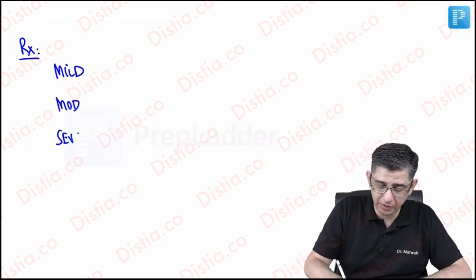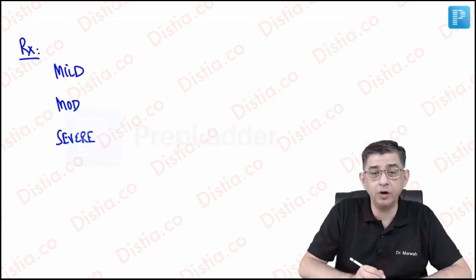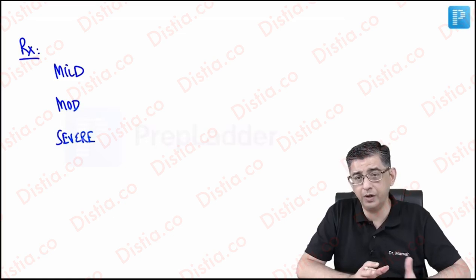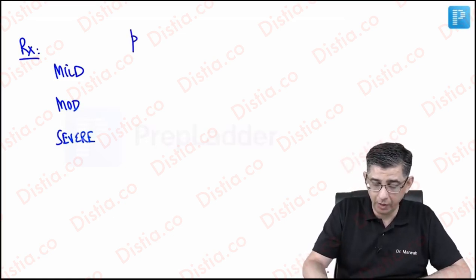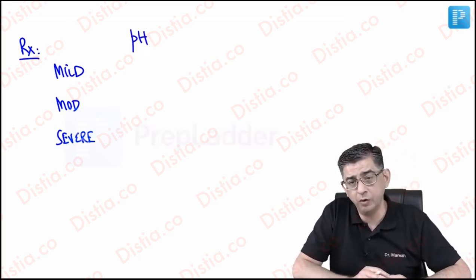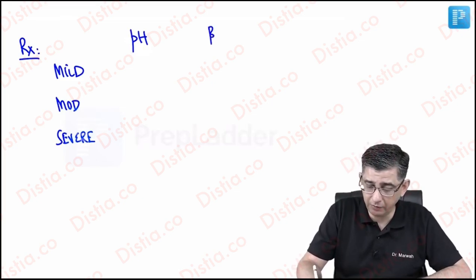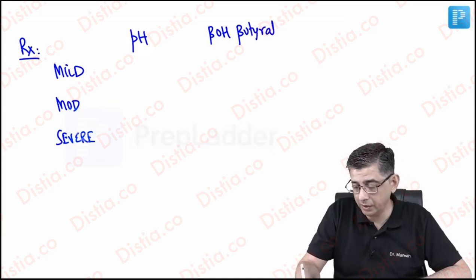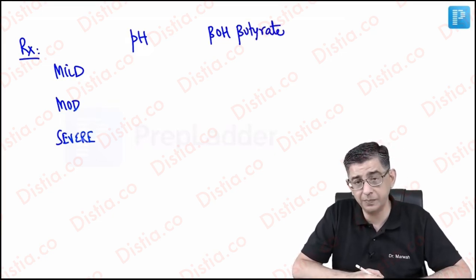So let's have a look at this small classification of how they classify the subtypes of diabetic ketoacidosis. There are 2 parameters to be taken into consideration. One would be the pH of the blood. Second would be the values of beta hydroxybutyrate. This is one of the predominant ketones which are being produced in these patients.